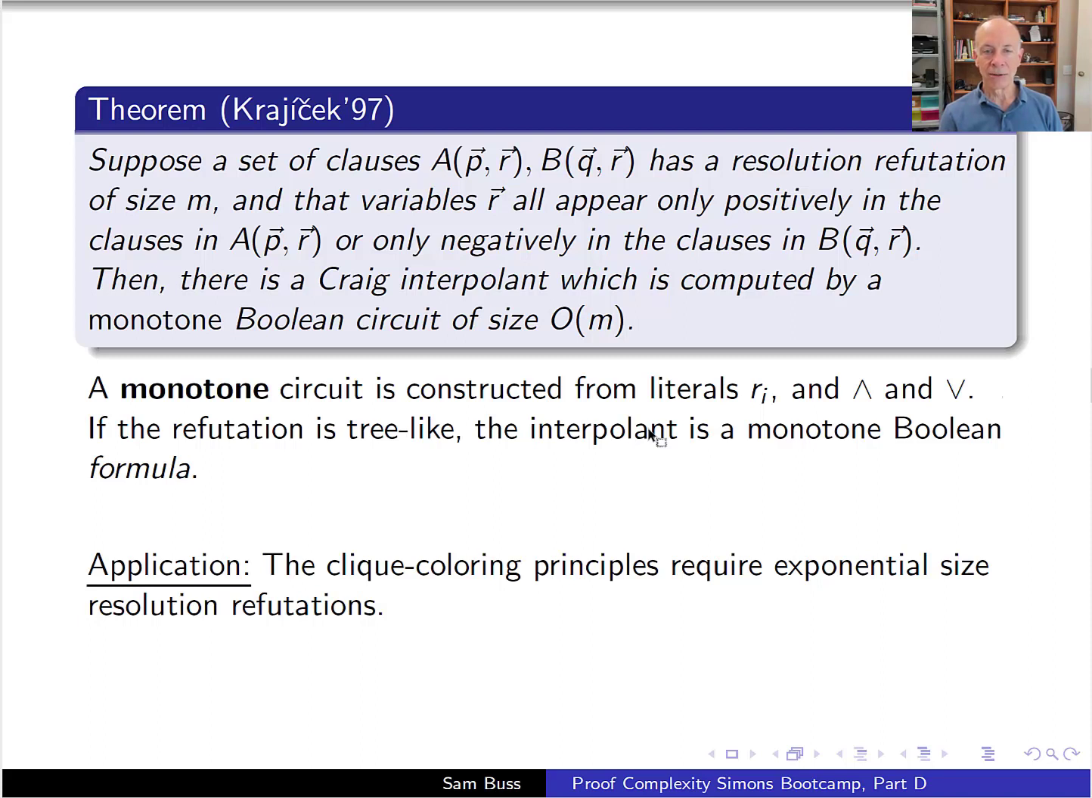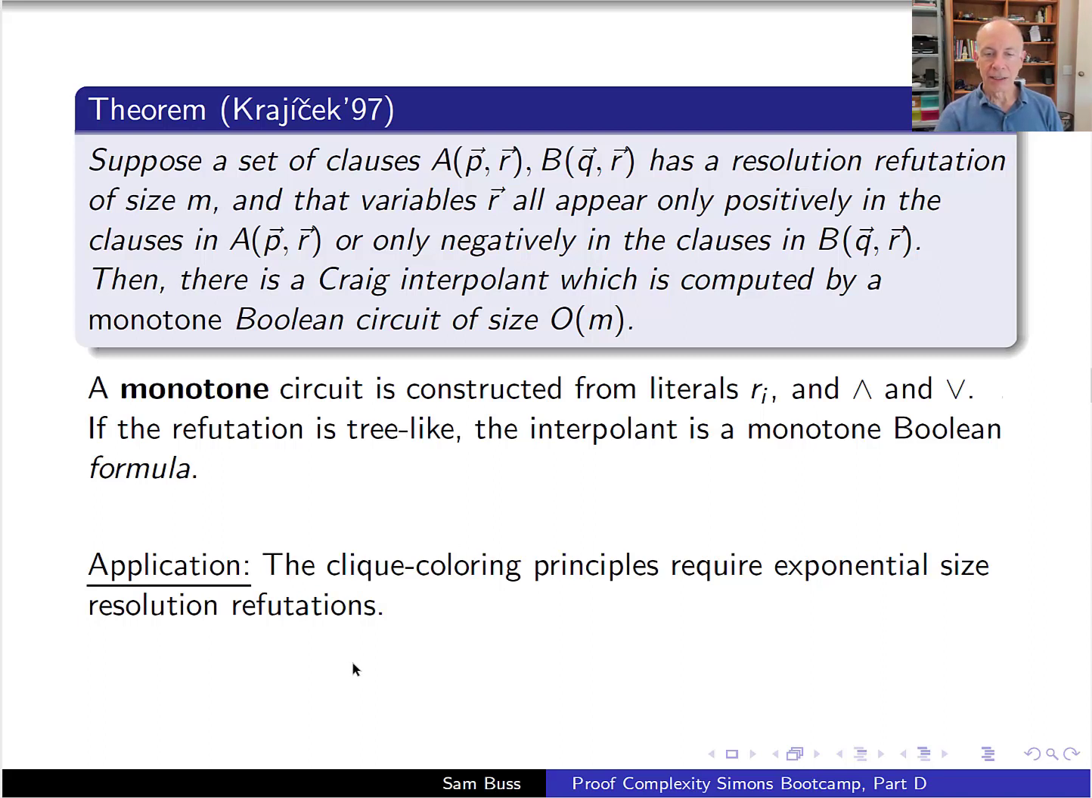If all these conditions hold, then there's a Craig interpolant, which is computed by a monotone Boolean circuit of size order M. So monotone Boolean circuit means the following. The inputs are the variables R, and they're not negated because it's monotone, and the gates in the circuit are just ANDs and ORs. And the total number of gates is order M, and M is the number of steps in the resolution refutation.